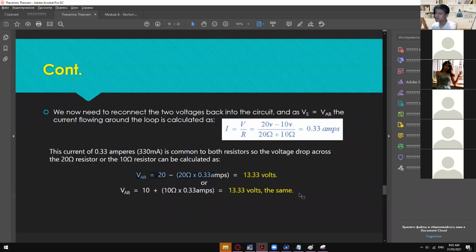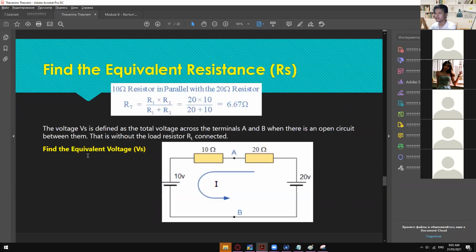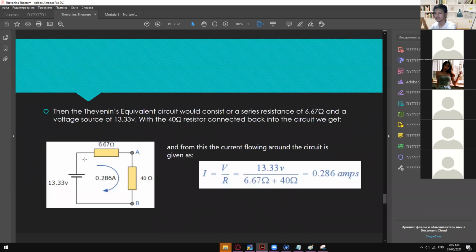Once you're done getting the VTH and the RTH, you can now transform that into Thevenin's equivalent circuit. So 13.33 volts right here and 6.67 ohms right here, and then just put back the value of your RL. From here, we can now solve for the final total current. Just apply Ohm's law, V divided by R. So 13.33 divided by the total resistance, which is 6.67 plus 40 ohms. It will give us 0.286 amps.